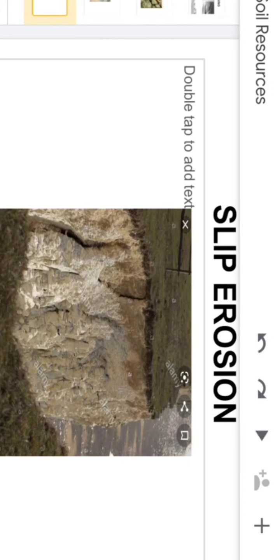Now slip erosion. During the rainy season, water percolates further down impermeable rock strata. A great mass of the overlying rock on steep land comes down, causing a landslide. So it forms a cliff-like thing. You can see the whole land slips down because of the heavy rainfall that occurs, and this is called slip erosion, mostly occurring in the hilly regions.